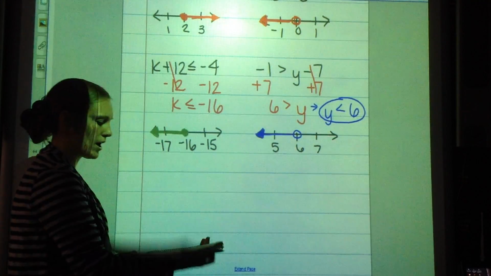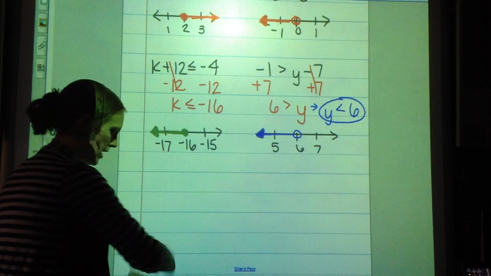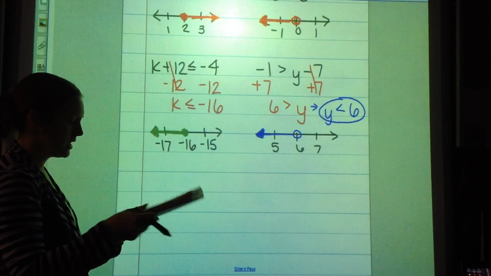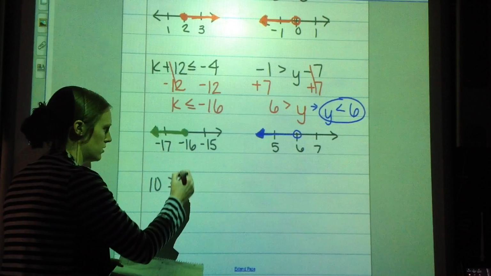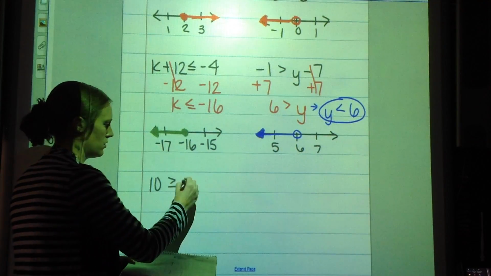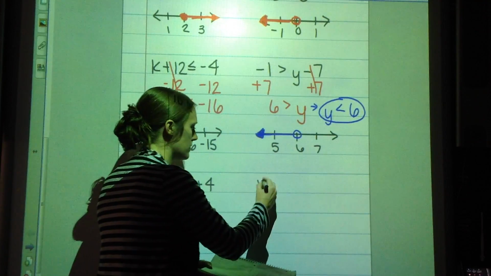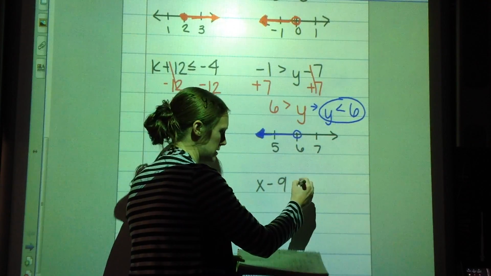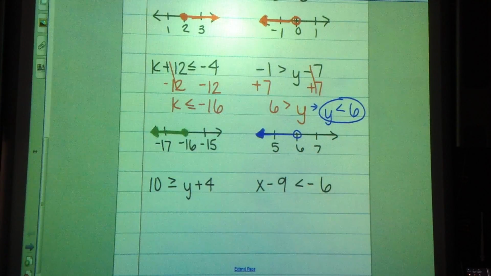Okay, I want you to try 2 addition problems. I want you to try 10 is greater than or equal to y plus 4. And then I would like you to try x minus 9 is less than negative 6. Push pause and try those now.